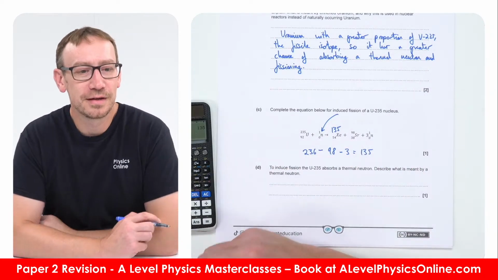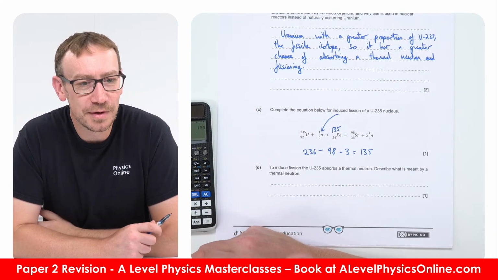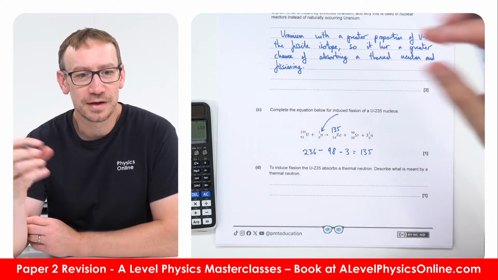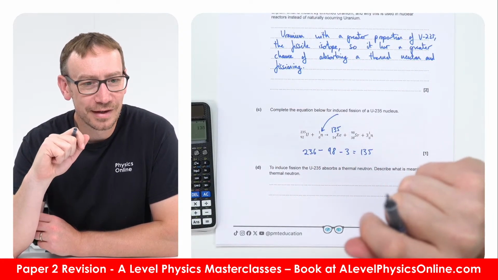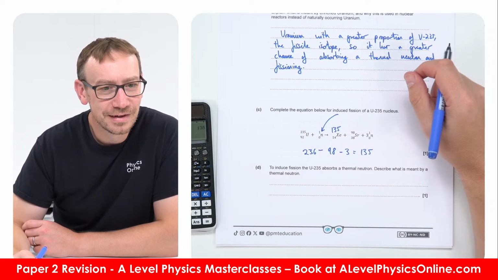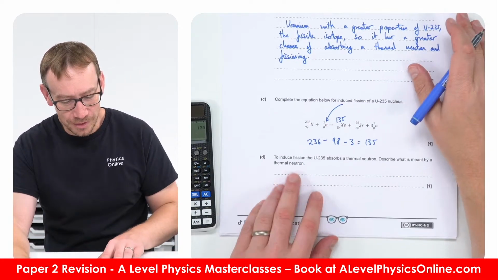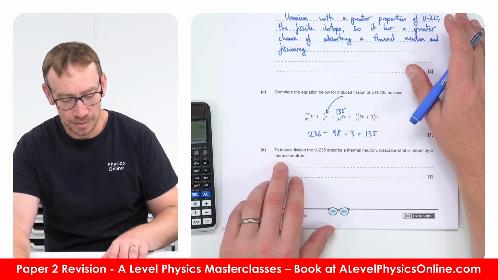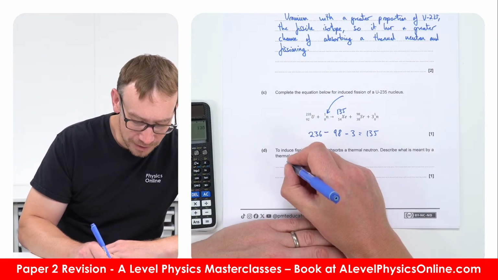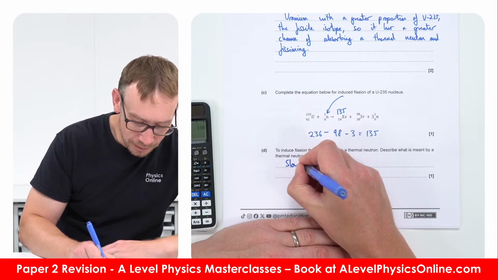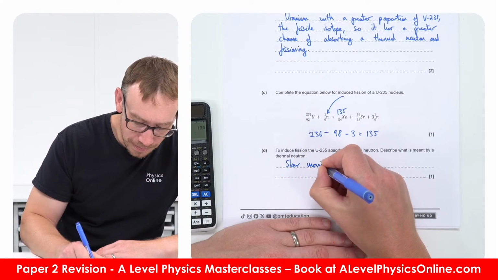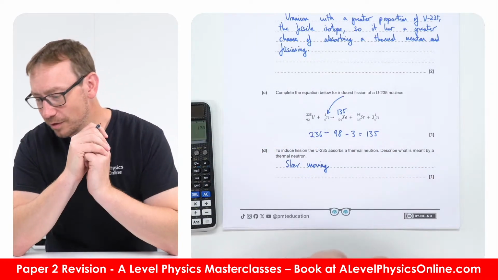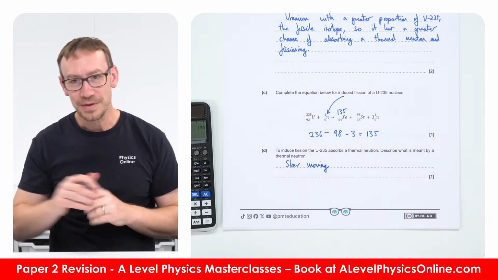Fissile means that it will undergo nuclear fission and split apart. Okay, right. To induce fission, it absorbs a thermal neutron. Describe what is meant by a thermal neutron. I guess this is one that is slow moving, and therefore it's got just about the right amount of energy that it can be absorbed by that nucleus. A slow moving neutron. That's what it says in the mark scheme.